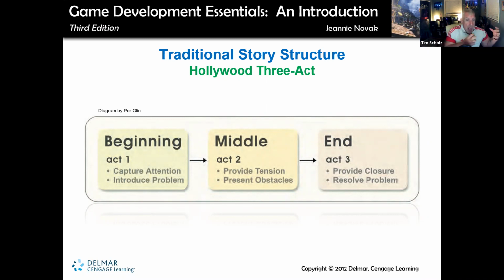so that when we come to the end, we have closure, which is the purpose of the end. Now that our attention's been captured and the problem's been introduced, and we've met and defeated all these obstacles, we get closure, which normally involves resolving the problem. This is your typical traditional story structure of the Hollywood 3-act. It's very basic.